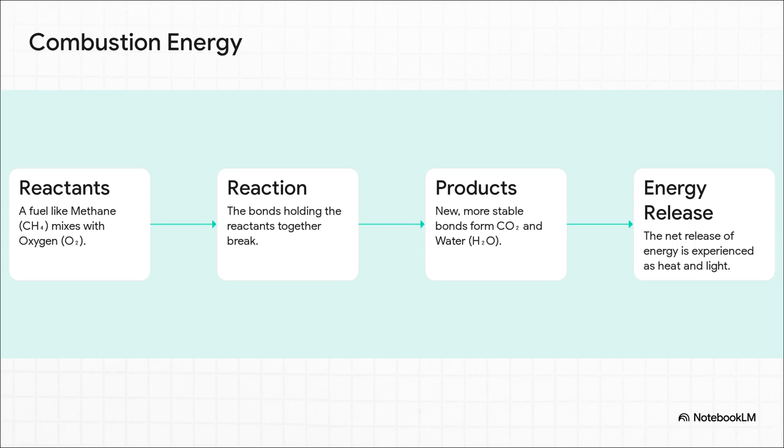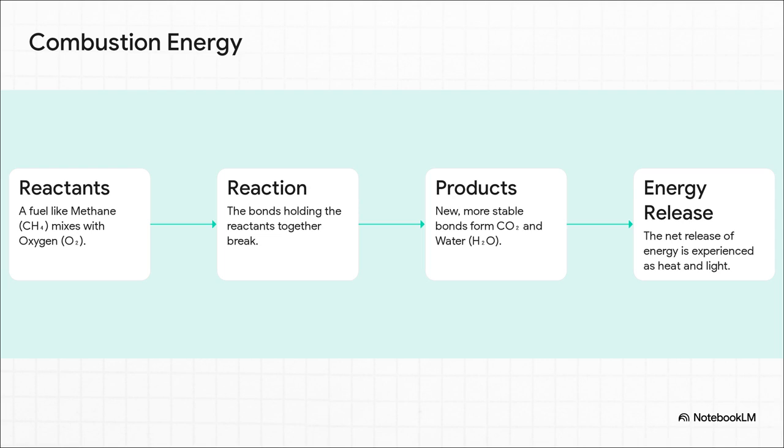And burning something, combustion, is the perfect example. When you burn natural gas, you're not actually creating energy. All you're doing is rearranging atoms. It takes a little bit of energy to snap the old bonds apart, sure, but when the new, more stable bonds form to make CO2 and water, they release way more energy.